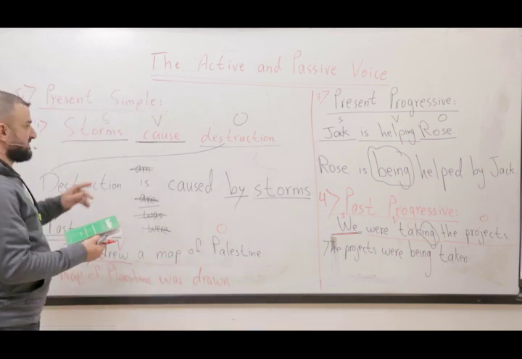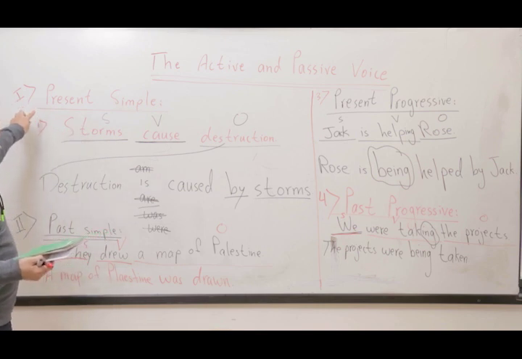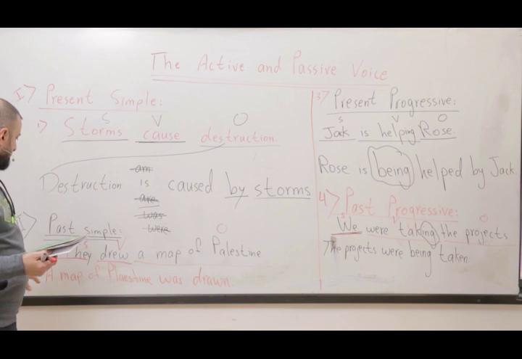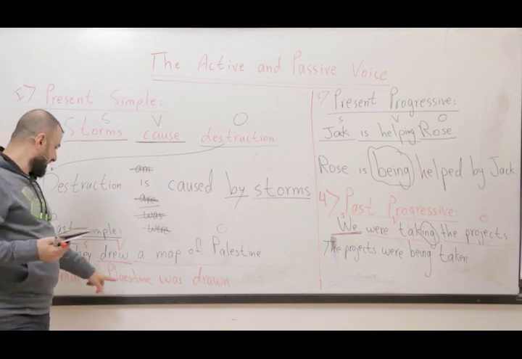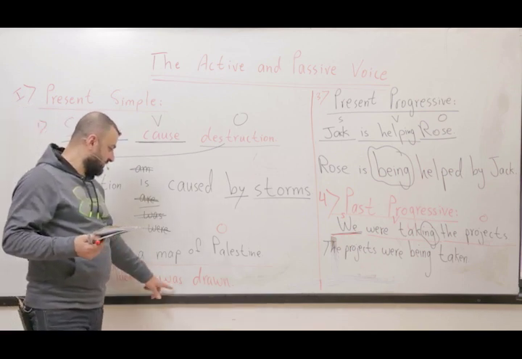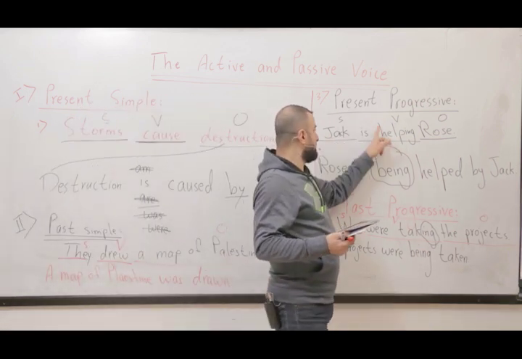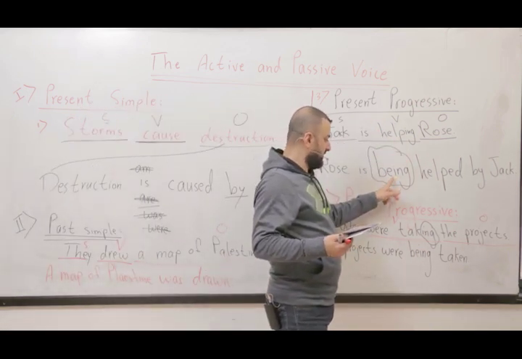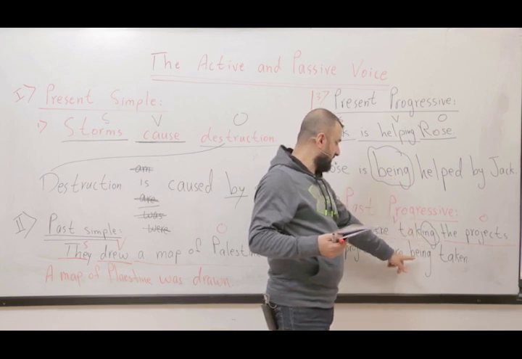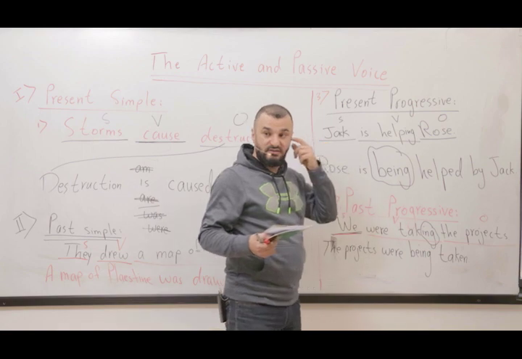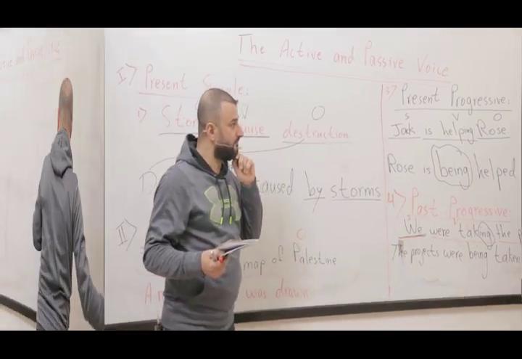Let's revise. In the present simple, we have to add is or are and part 3 of the verb. In the past simple, we have to add was or were plus part 3 of the verb. If we have a progressive, we have to add being. We also add being here, but this sentence is in the past and this sentence is in the present. Okay?